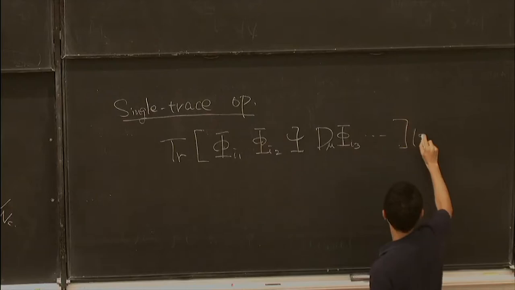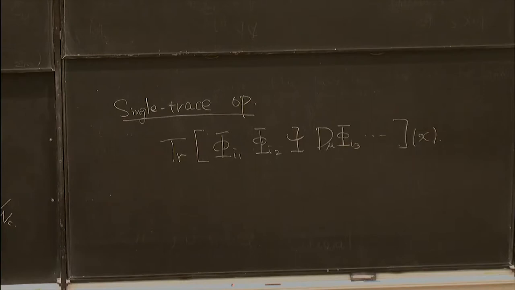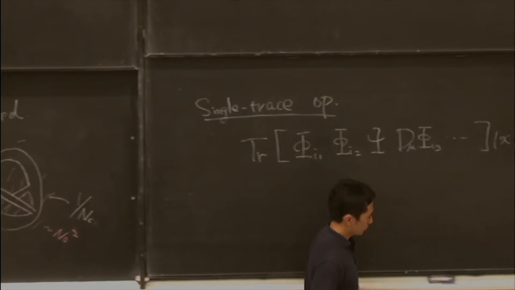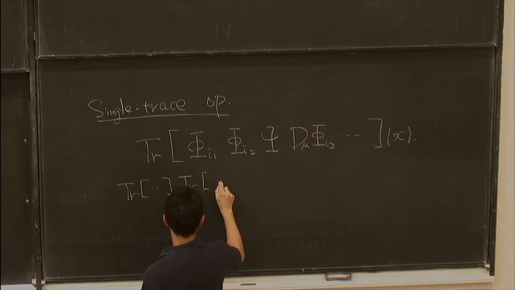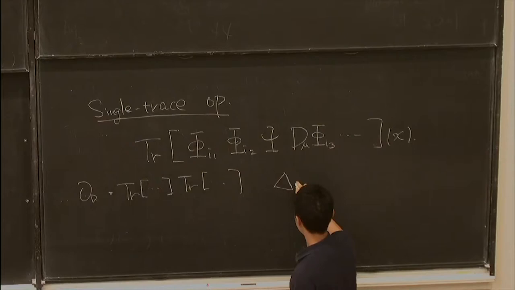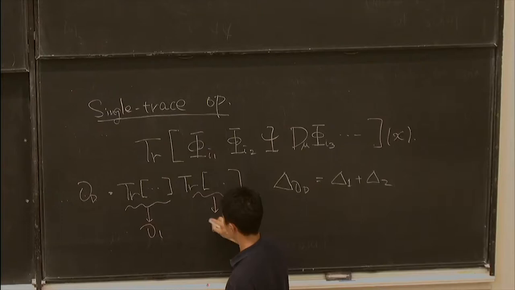And of course, this is a composite local operator. I want to put all the fields at the same position. By doing so, you can easily see that this is a gauge invariant operator because all the fields are in the adjoint representation. And the reason why we care about the single trace operator is because in the large n limit, for other operators, for example the double trace operators, the dimension of this double trace operator is precisely the sum of the dimensions of the constituent single trace operators, up to 1 over n corrections.